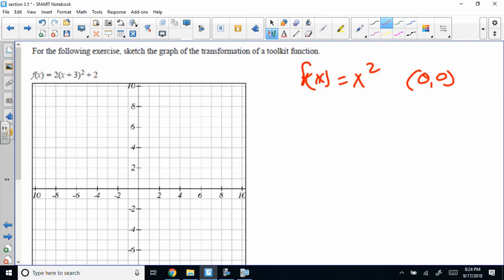All right, so they want us to sketch the graph of a toolkit function. It says quadratic. It's a quadratic, and that's in vertex form. It's quadratic in vertex form.